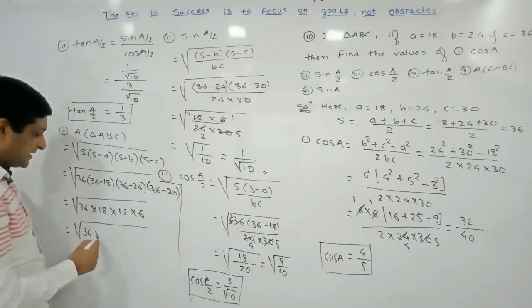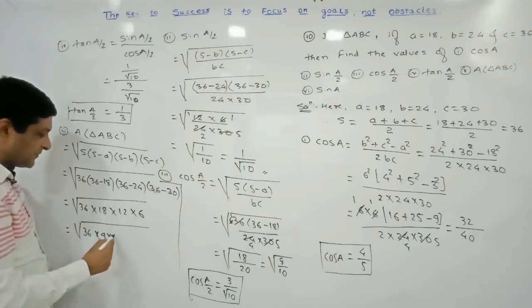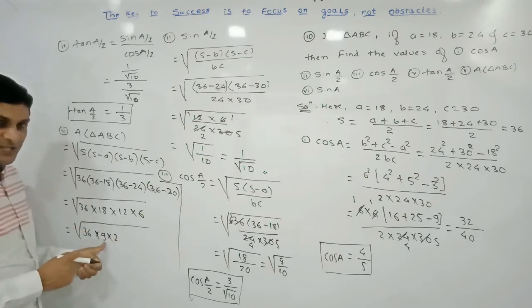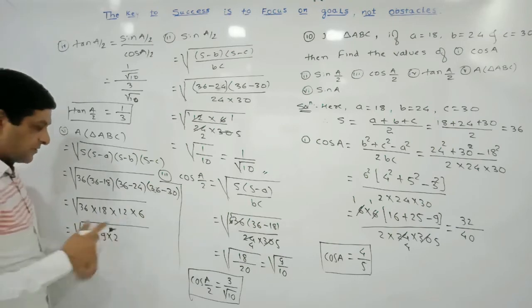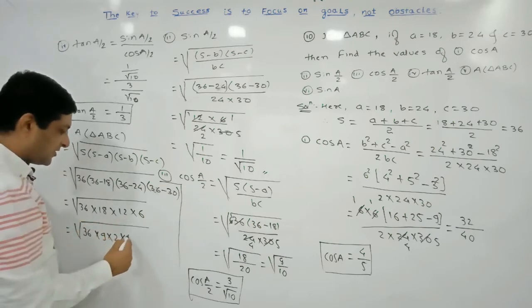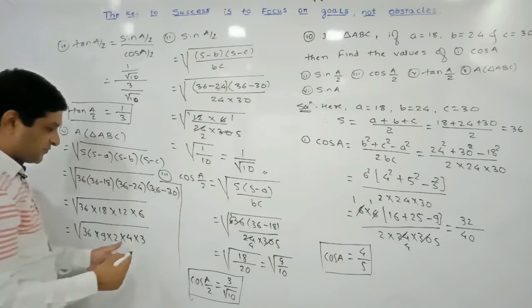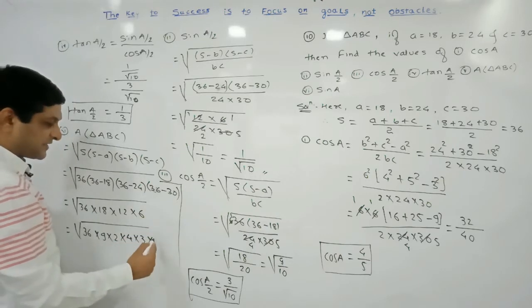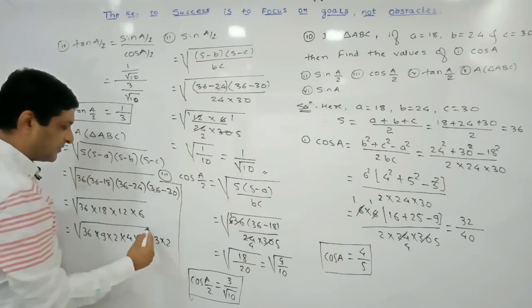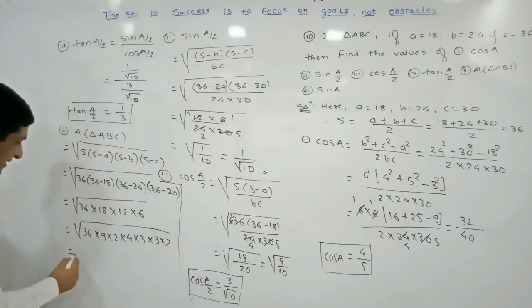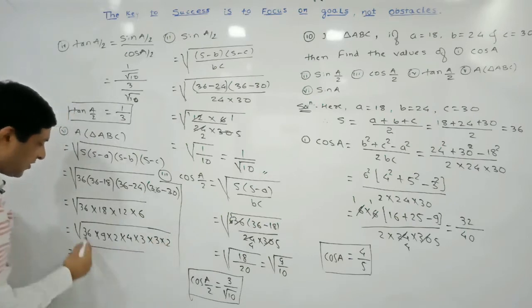Now 18, can I write it as 9 into 2? Because we are trying to separate such factors which are what? Perfect squares. 12 can be written as what? 4 into 3. 4 is one perfect square number, and 6, factors of 6 are 3 into 2. Now let us check what we will get here.